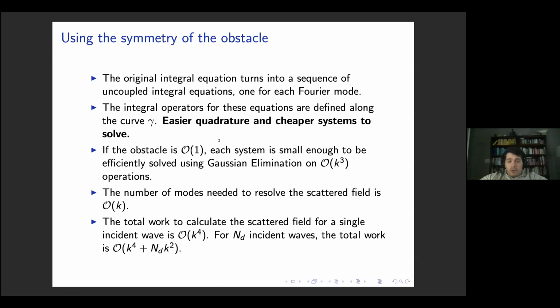For example, if the obstacle is O(1), each system is small enough that we can solve it applying Gaussian elimination with O(k^3). And since the number of modes that you're going to need to resolve your field is approximately O(k), the total expense of solving this problem for a single incident wave is going to be O(k^4). And if you have n_d incident waves, it just becomes O(k^4) plus the number of incident waves times k^2.